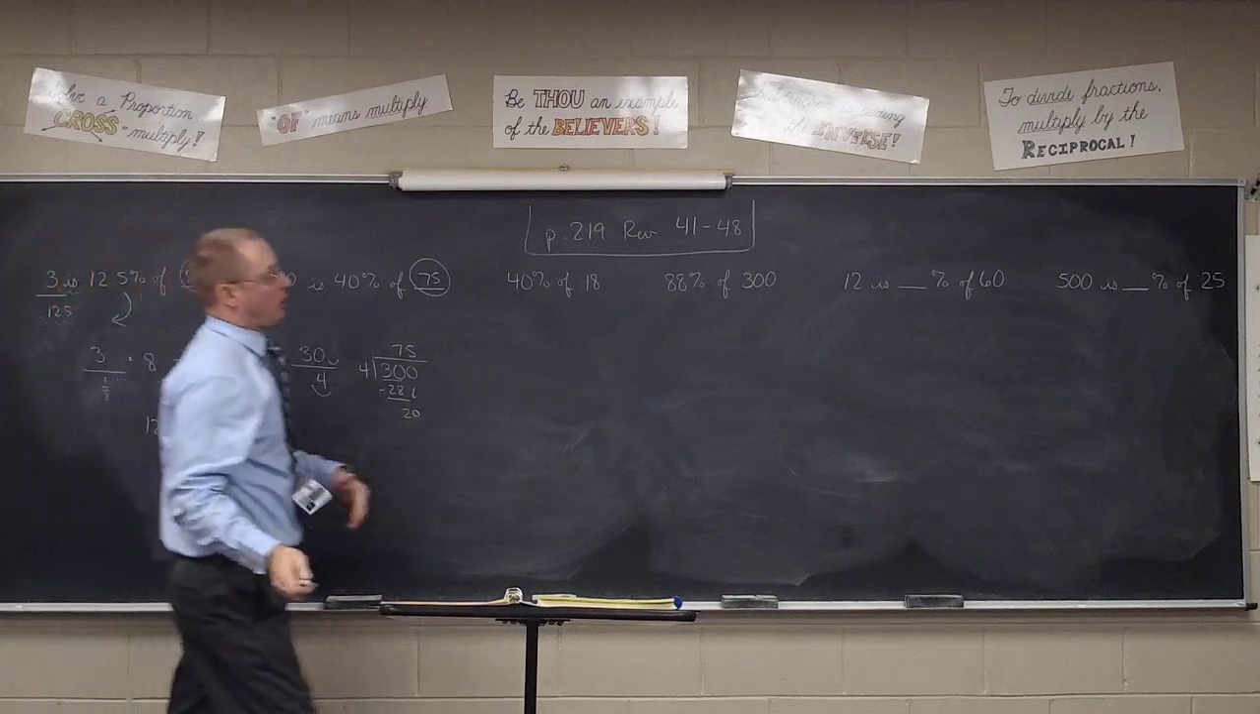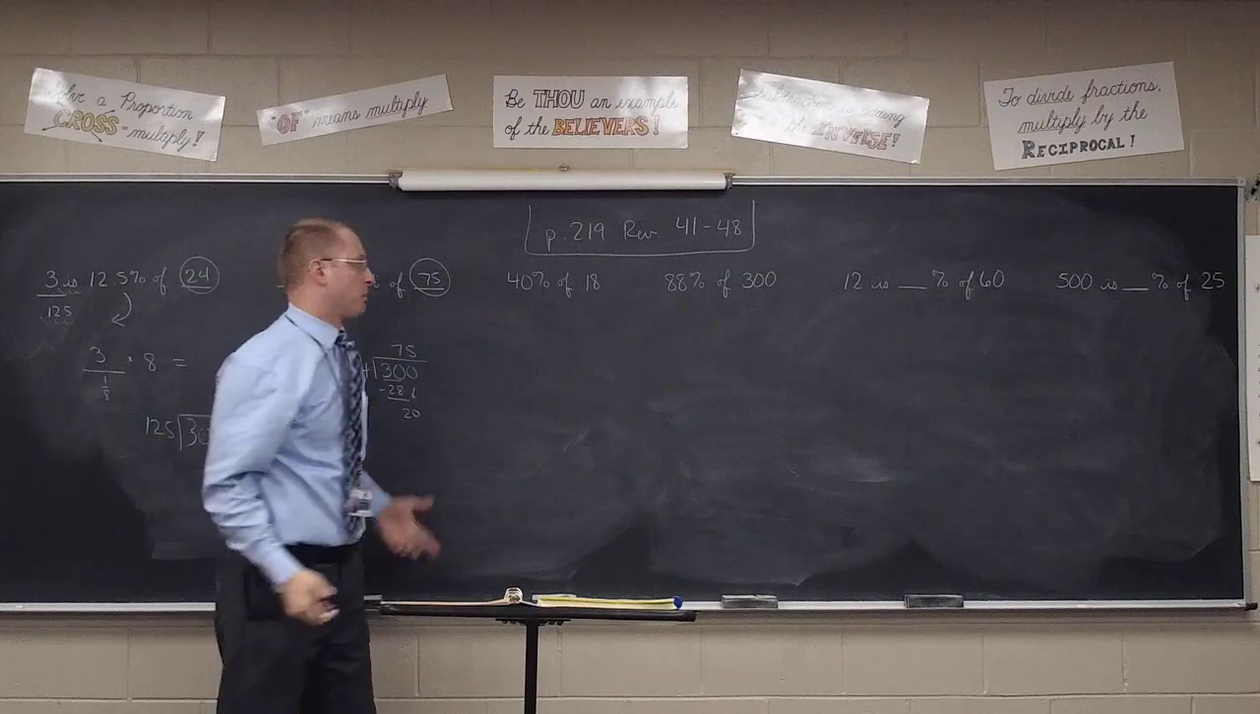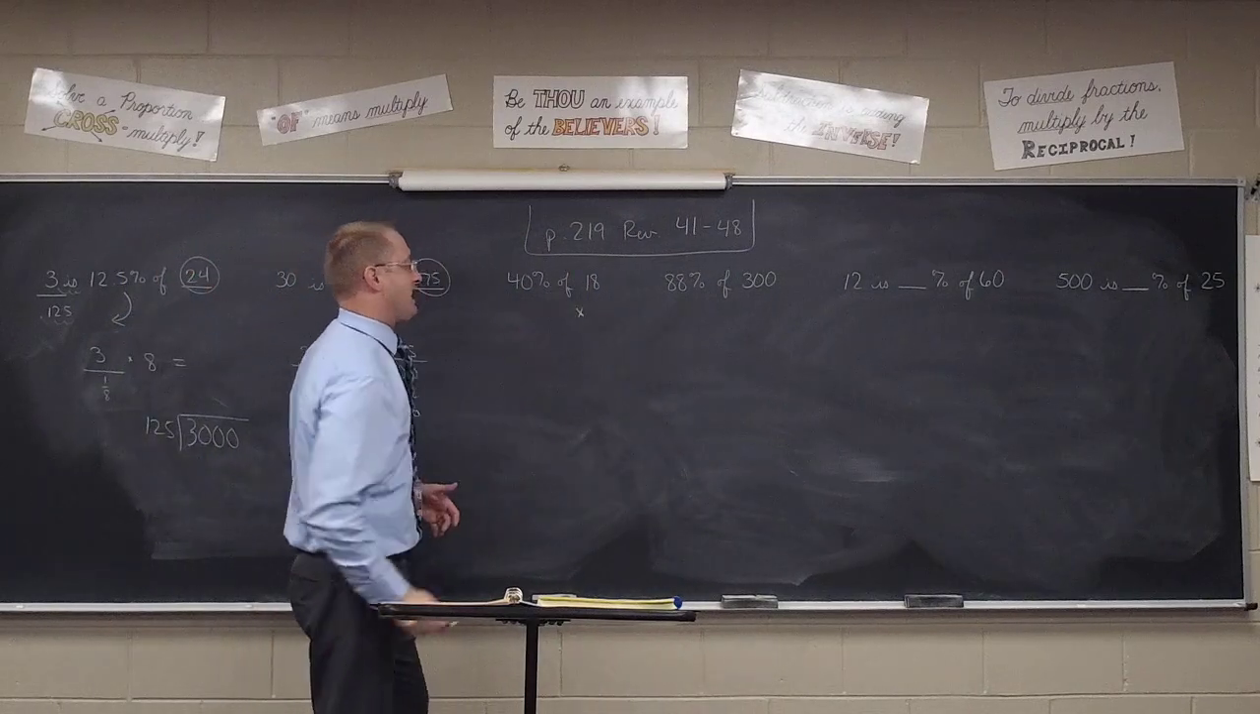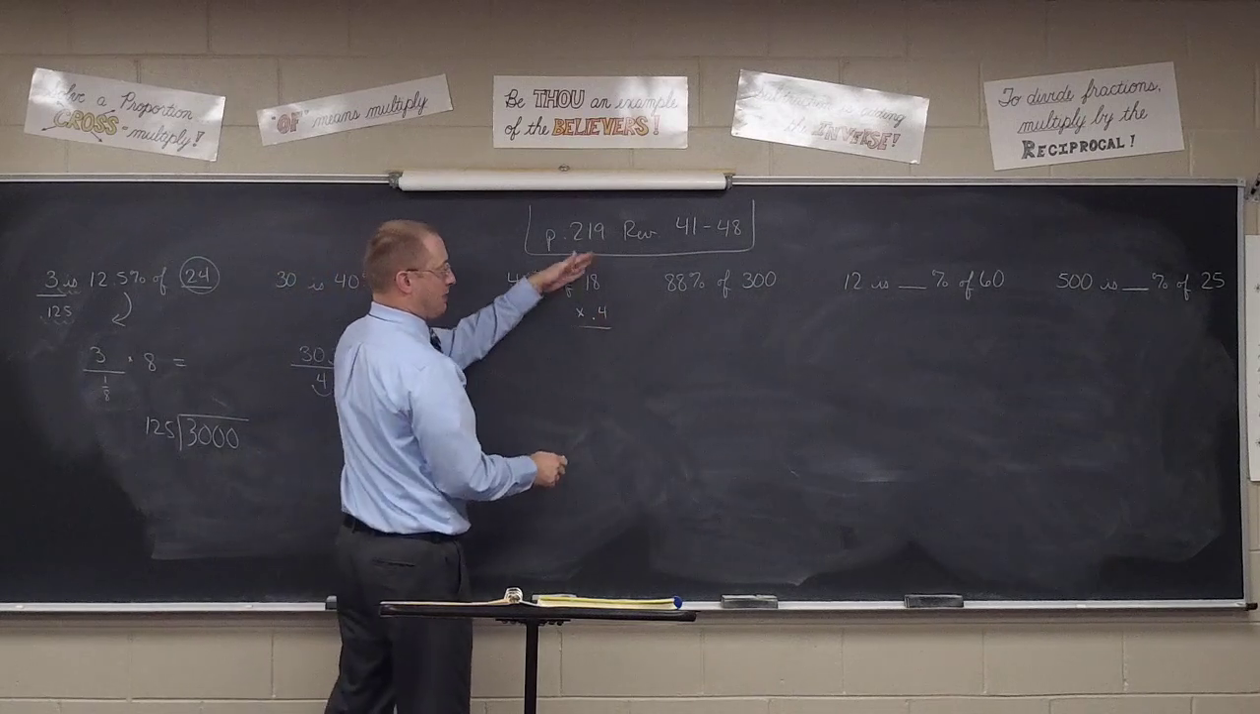All right, these two, though, class, we said we know both sides of the word of, and of just means multiply. So I just multiply. What do I multiply the 18 by, class? 0.4. Don't bother with the 0. 4 times 8.